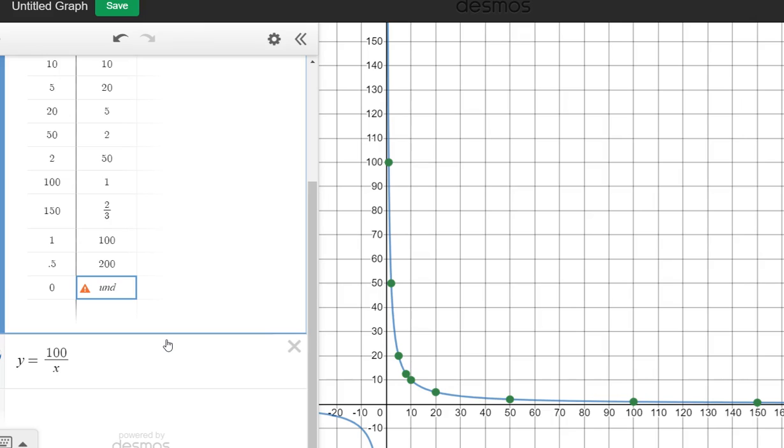Before I end this video, I do want to point out one thing. There is no x-intercept and no y-intercept on this function. There's no x-intercept because y can't equal 0. In order for y to equal 0, the numerator would have to equal 0. I'd have to come up with some value of x that would make y 0, and that's impossible. There's also no y-intercept because if x is 0, y is undefined.